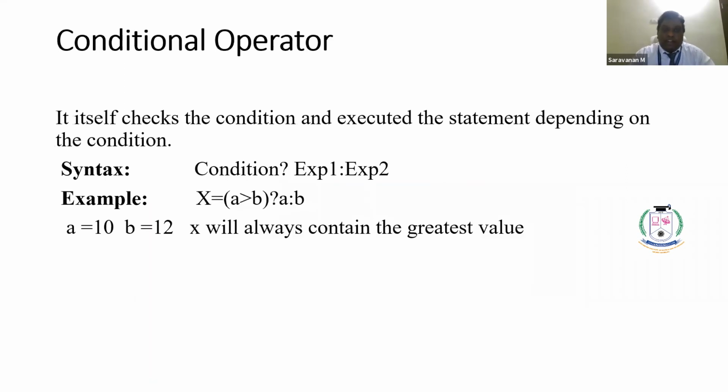Now you have the conditional operator. This is also known as the ternary operator. Why? Because there are three operands, three expressions, and that is why it's called the ternary operator. Simple, as x is equal to a greater than b question mark a colon b. That is, if the condition is true, a is assigned to x, otherwise b. That is, always the greatest value will be assigned to x. Right?